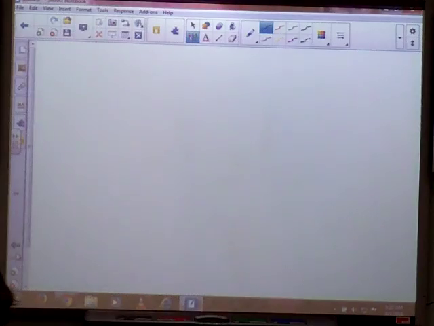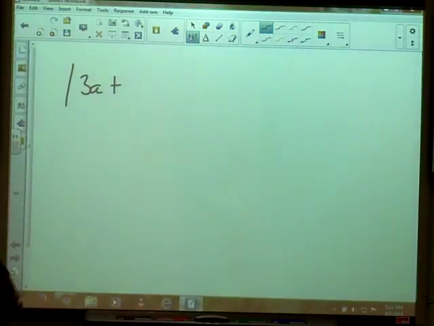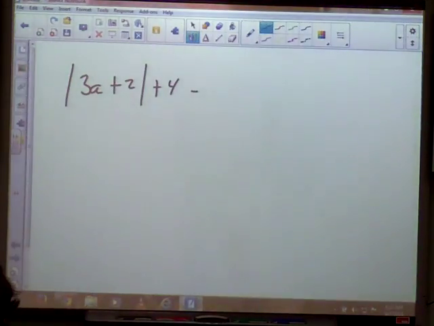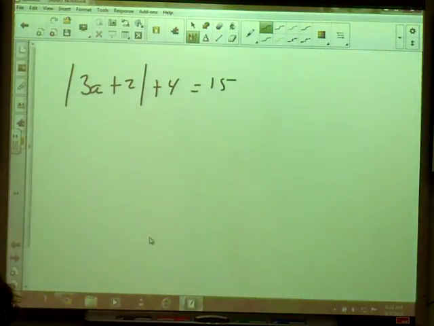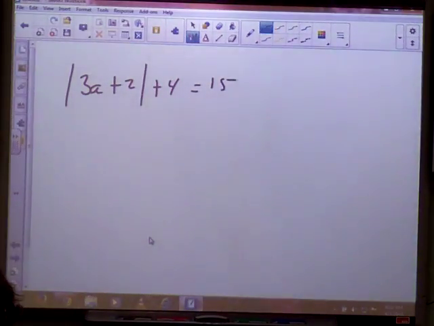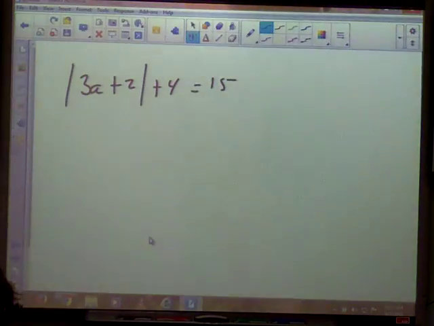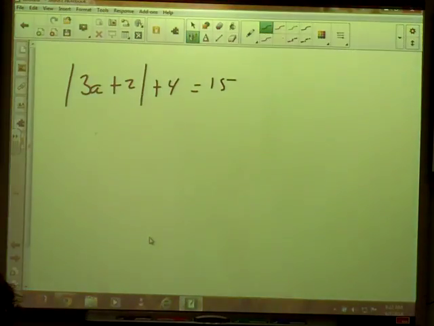All right, let's add a step. I actually got a new problem this time. Absolute value of 3a plus 2, then you got a plus 4 is equal to 15. So we're back to an equal sign. What that means to me is I'm still going to have to write 2 problems here in a minute, but I'm not going to have to flip the sign because an equal sign looks the same any way you flip it.